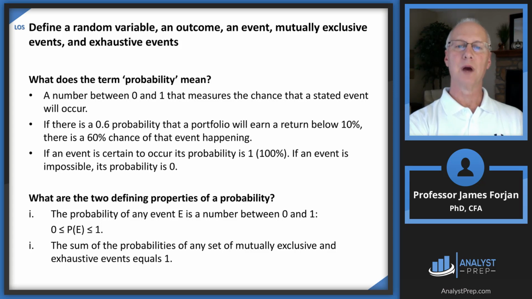Think of it also as the probability. An example is the probability that a portfolio could earn a return below 10%. So a 0.6 probability means there is a 60% chance of that event happening.